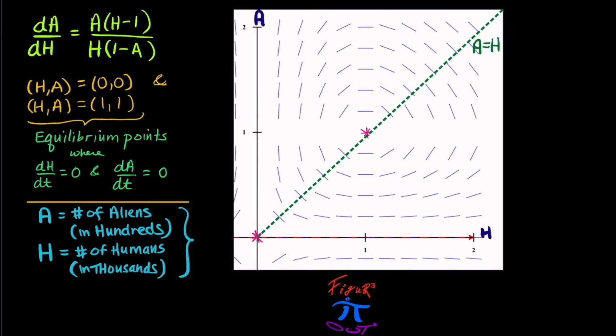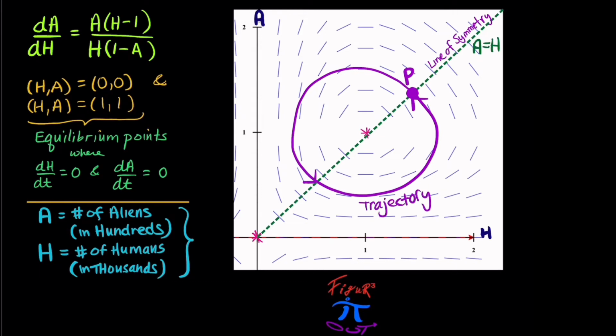Now, if you draw a line that is the line A equals H, otherwise known as a line of symmetry, you'll notice that the slope field is in fact symmetric about this line. And that is to say, if we were to interchange the variables A and H in our differential equation here, it would not make any change whatsoever. So the equation is symmetric with A and H. Therefore, the trajectory or orbit will also be symmetric about this line.